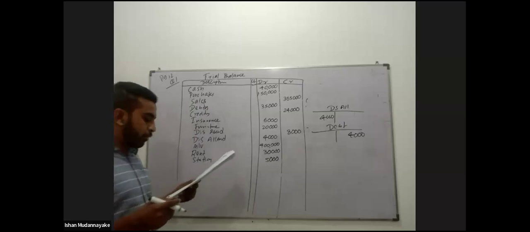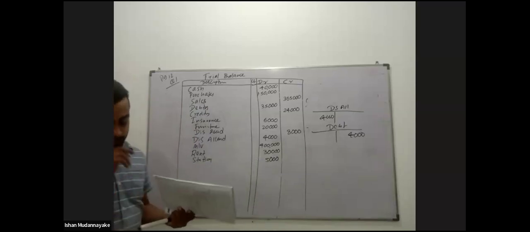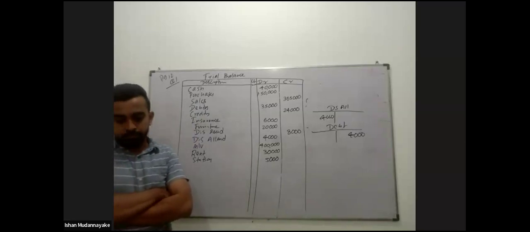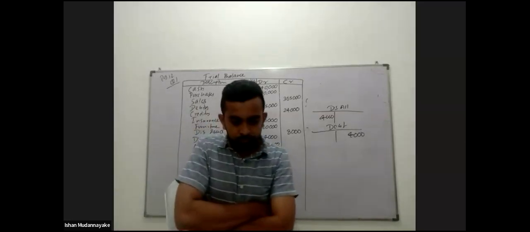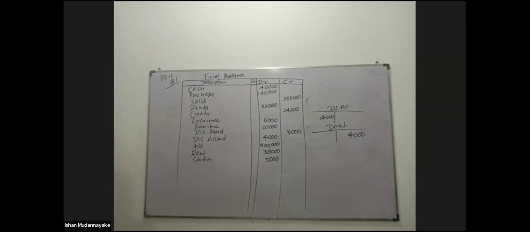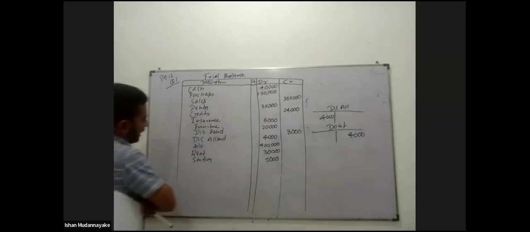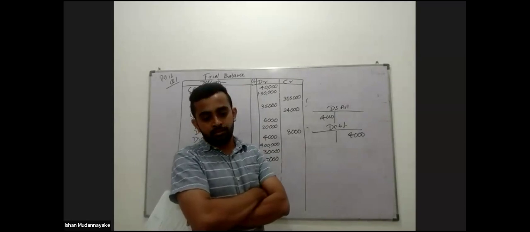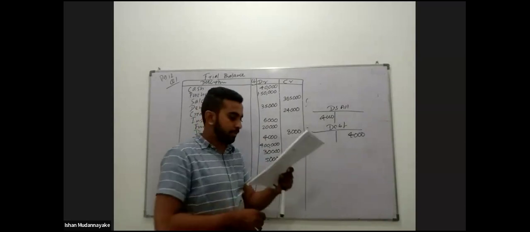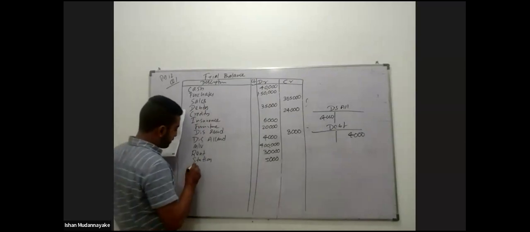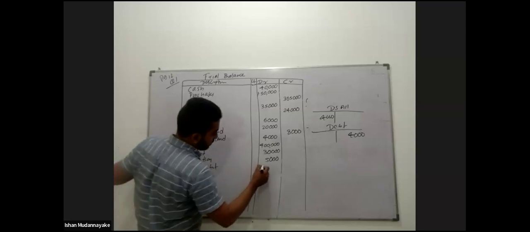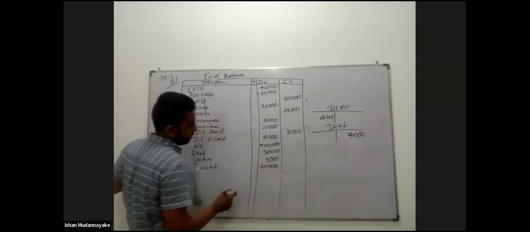Next, 12% investment 50,000, debit side or credit side? Investment, debit side. Investment is an asset, so debit side. Investment 50,000, assets. Right.